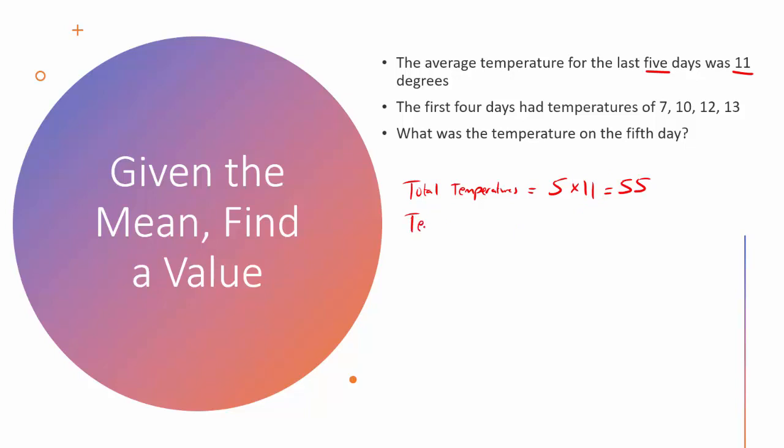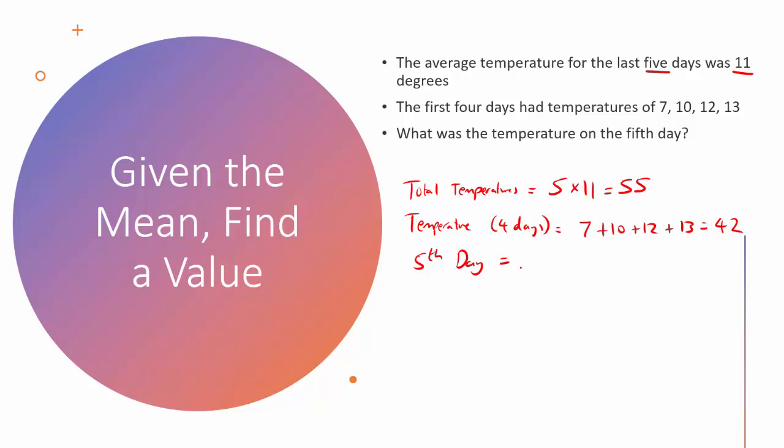Okay, the temperature of the first 4 days is equal to 7, 10, 12 and 13. So if we add all of this up, that's 25, 35, that's 42 degrees. So the 5th day, the temperature would have to be, I'll give you a second.